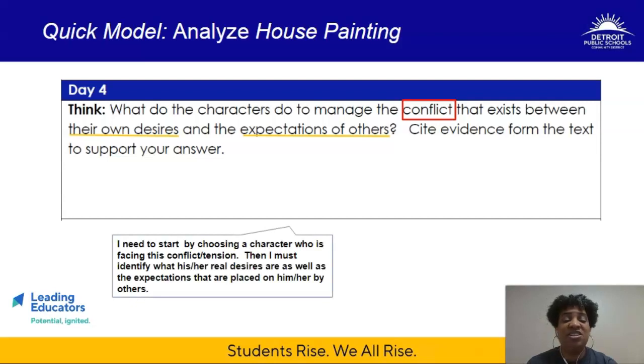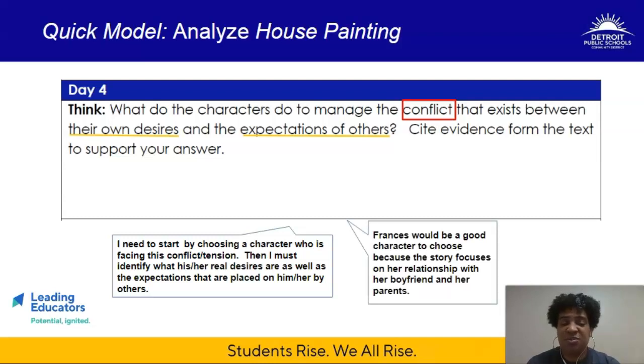Okay. So I need to start first by choosing a character who is facing this conflict or tension, the tension between desire and expectation. And the reason why tension can exist there is if the desires that a person has are actually contrary to the expectations of the people who love them. So now there's conflict. Now there's tension. Okay. And then I have to identify what his or her real desires are, as well as the expectations that are placed on him or her by others. Okay. So how do we find out what a character's real desires are? They're either going to speak them to someone they trust in the story, or they may confide them to the reader because it's something that they're thinking through that they allow the reader insight into.